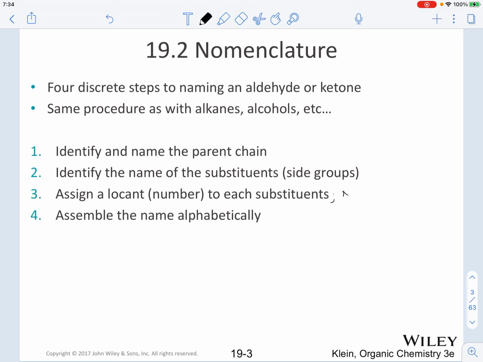But note, for ketones, a locant for the C double bond O is also required. And lastly, we are going to assemble the name alphabetically, in which we are going to put as a prefix the substituents, and the last word is going to be the parent chain name.